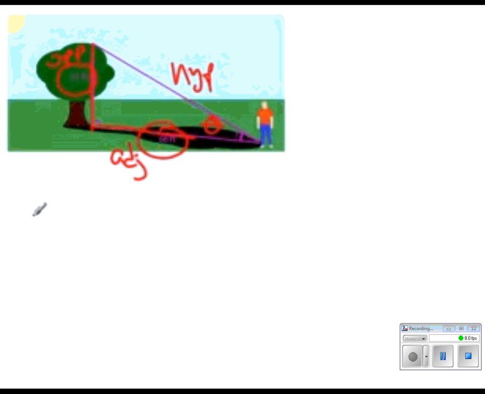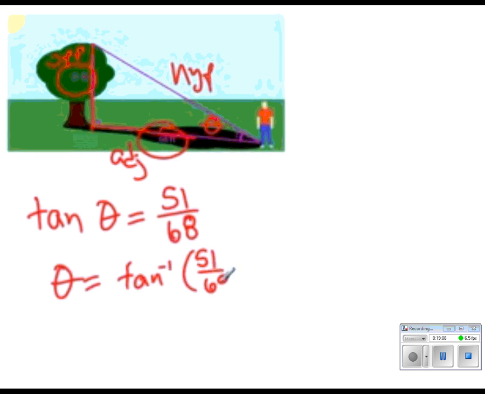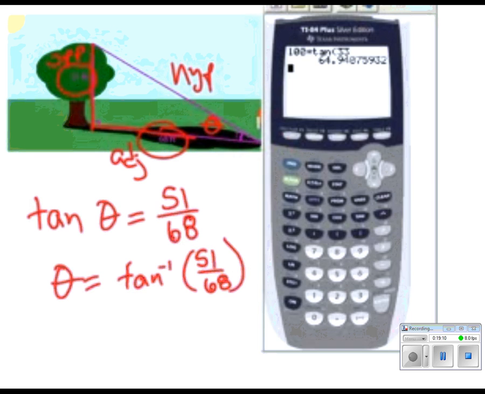So our two values we're given are opposite and adjacent. So that is the tangent function. So tangent of theta equals 51 feet over 68 feet. Now, since we're solving for an angle measure, we're going to say that theta equals the inverse tangent of 51 over 68.